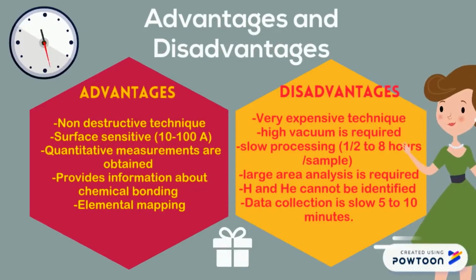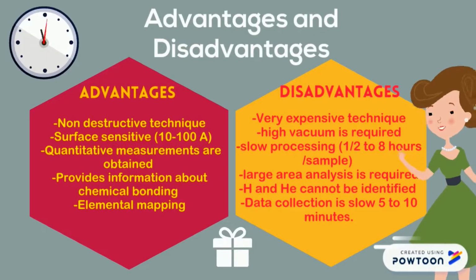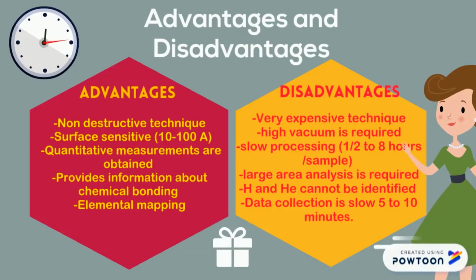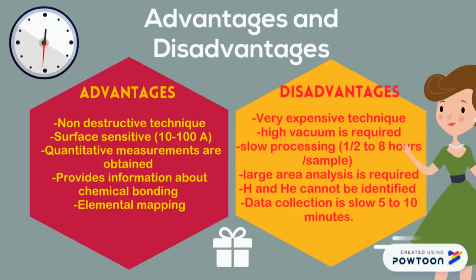Disadvantages of X-ray photoelectron spectroscopy (XPS): it is a very expensive technique, a high vacuum is required, and also slow processing, which is half to 8 hours per sample. It also requires large area analysis, helium and hydrogen cannot be identified, and the data collection is slow, from 5 to 10 minutes.